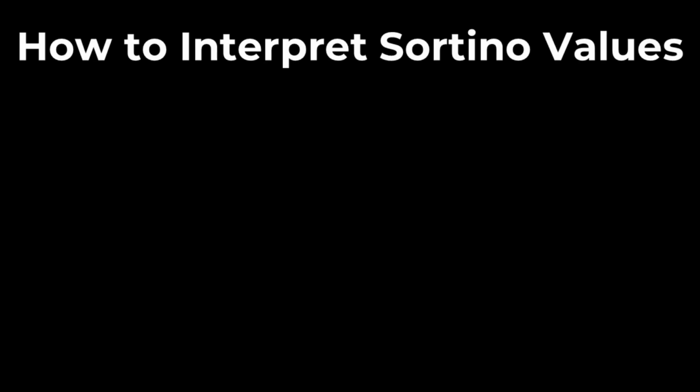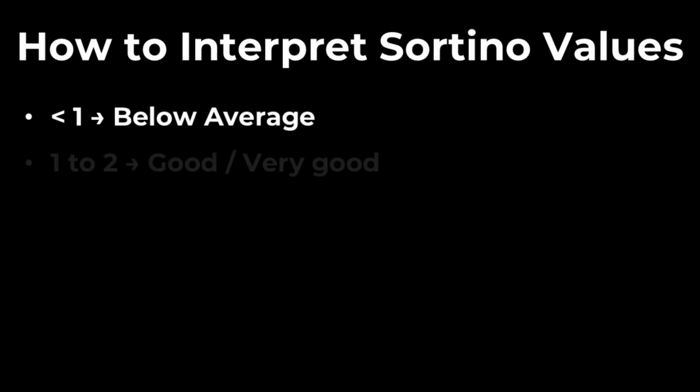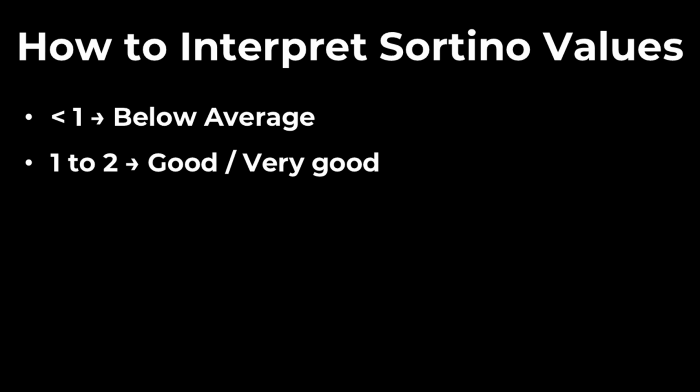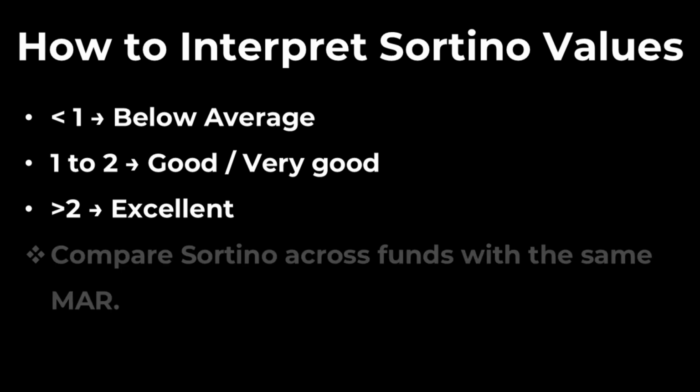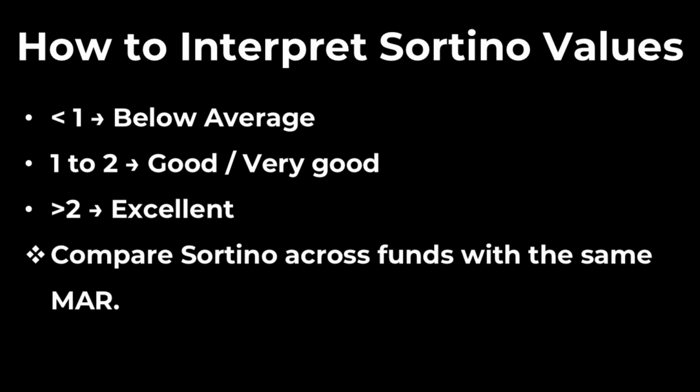Here's how you read it. A Sortino ratio under 1 is usually below average. A ratio between 1 and 2 is good to very good, and anything above 2 is excellent. Higher values generally mean the investment is delivering steadier returns with less downside risk. But remember, compare funds using the same MAR and time frame.